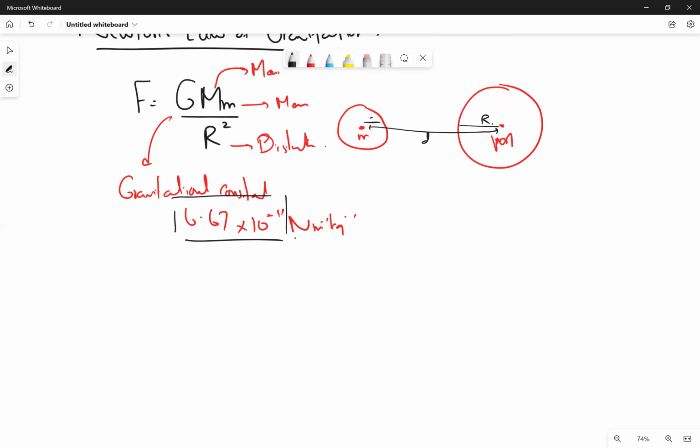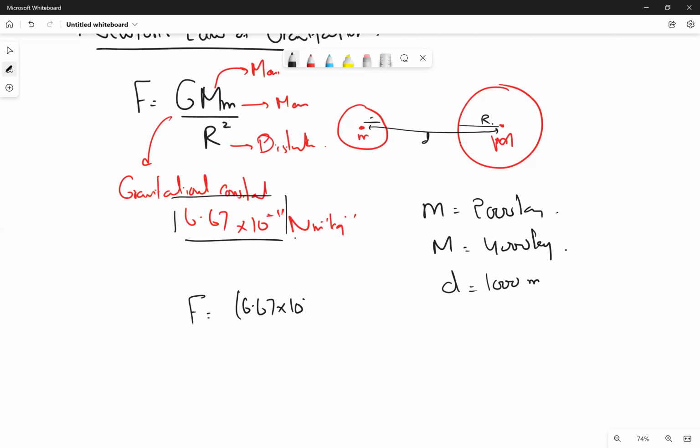Let's assume values. Let's say this small m is 2000 kg and the capital M over here is 4000 kg. And the distance by which they're separated is maybe 1000 meters. Obviously, these values are not realistic, since at 1000 meters the gravity is not significant, but just for the sake of example, we'll simply plug in the values. 6.67 times 10 raised to the power of negative 11.